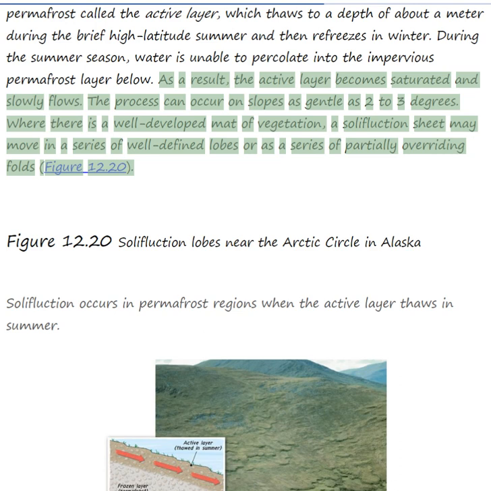The process can occur on slopes as gentle as 2 to 3 degrees. Where there is a well-developed mat of vegetation, a solifluction sheet may move in a series of well-defined lobes or as a series of partially overriding folds.